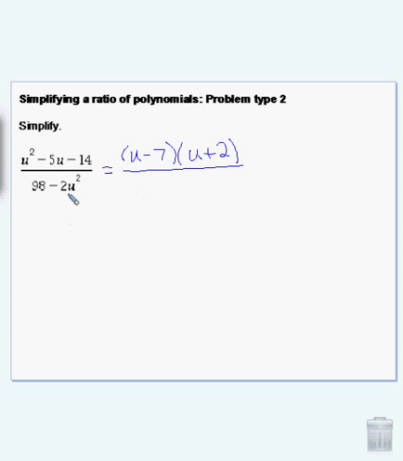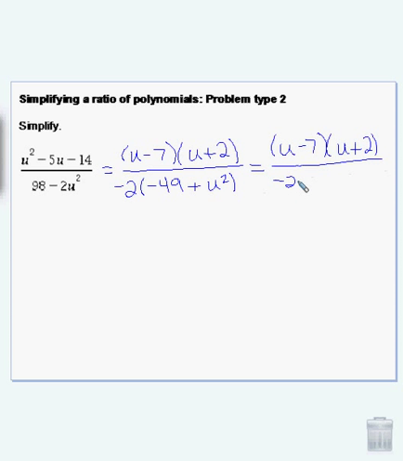Now, in order to deal with the denominator, I look at this and it looks almost like a difference of squares. But 2 is not a perfect square and neither is 98. Also, my u's are positive, so I want this u to be positive. I'm going to factor out a negative 2, which will leave me with negative 49 plus u squared. Now, I'm going to rewrite that and put the positive term in front. This way I have a very obvious difference of squares.